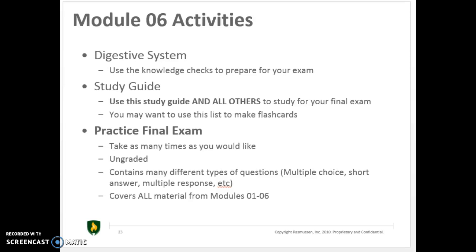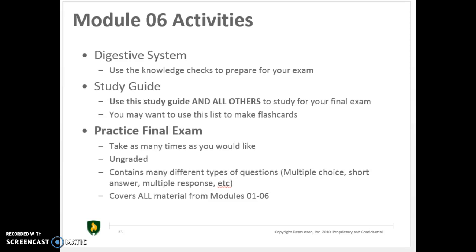Okay, so now into the activities this week. Make sure you're using those knowledge checks. That'll help prepare for your exam. As far as the study guide goes, there is a new study guide in this module, but I want you to remember to use all of your study guides to study for the final exam. The final exam is completely cumulative, so week 1 through week 6, and I want to make sure that you're using all of those study guides and all of the flashcards that you've created over this term to study for the final, because it's not just the digestive system that you're being tested on this week.